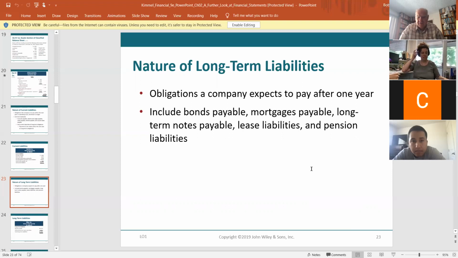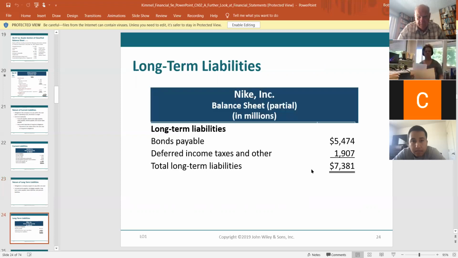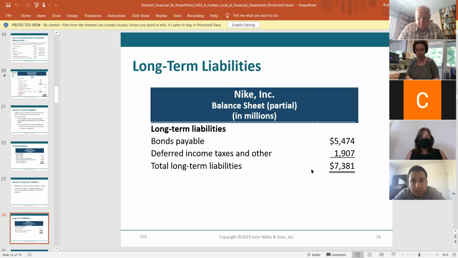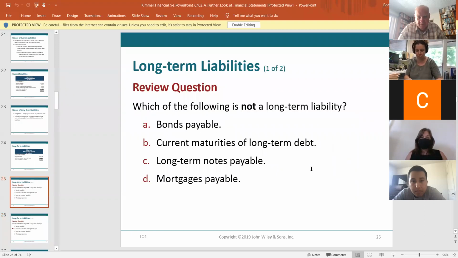And over the next 30 years, that $100,000 is going to sit there as a bond payable. And then at the end of 30 years, we pay back the $100,000. In the meantime, of course, we're paying interest. So bonds payable can be long-term, notes, leases, pension plans. And here's a presentation of the long-term liabilities: bonds payable, deferred income taxes, and other long-term liabilities.